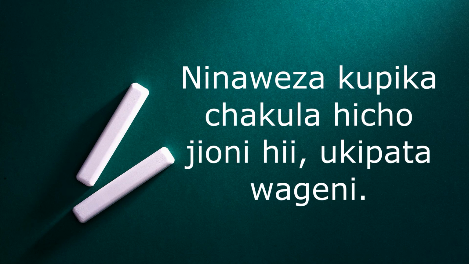So if we go just step by step, first of all, you complete the thought. Ninaweza kupika, I can cook. Then you add chakula hicho, jioni hii, ukipata wageni. Usually, you will start with the conjugated verb and then the one that is following, and then you follow the object. In this case, chakula, and of course, its demonstrative hicho. And then if you have another demonstrative, put it there. And then finally, the second thought, ukipata wageni.